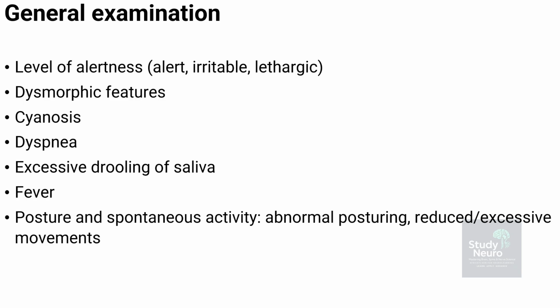General examination begins with careful observation of the patient's level of alertness, noting whether the child is alert, irritable, or lethargic, as altered consciousness may reflect raised intracranial pressure or systemic illness. The patient is then inspected for dysmorphic features, which may suggest a syndromic etiology of congenital hydrocephalus. The skin and mucous membranes are examined for cyanosis, and the respiratory pattern is assessed for dyspnea, as these findings may indicate an associated congenital cardiac anomaly.